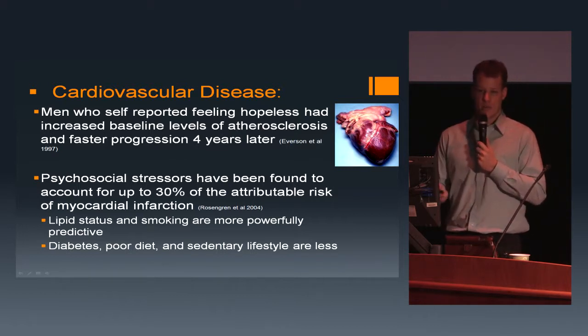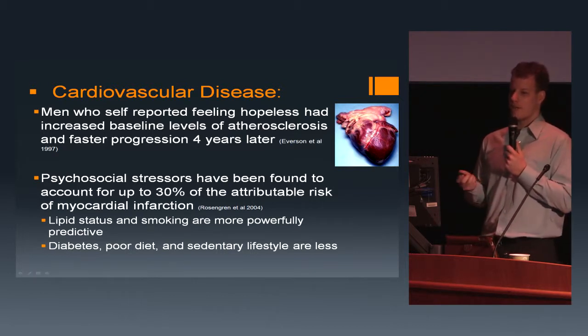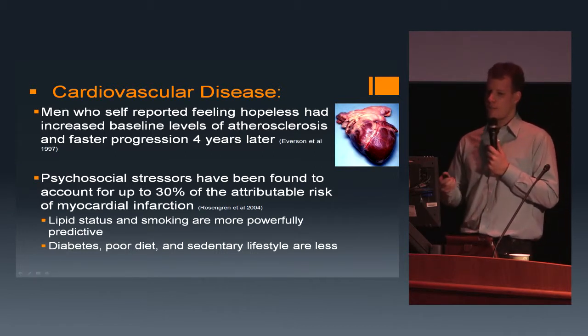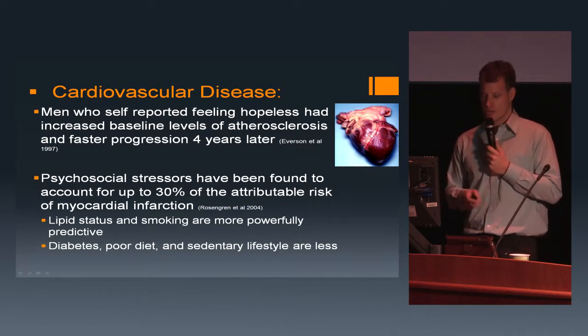And in this kind of neat meta-analysis, they found that psychosocial stressors were found to account for up to 30% of the risk of having a heart attack, and only lipid status and smoking were more powerfully predictive, whereas things that we tend to think of as being really important, like diabetes, poor diet, and sedentary lifestyle, were actually less powerfully predictive than experiencing psychosocial stressors.